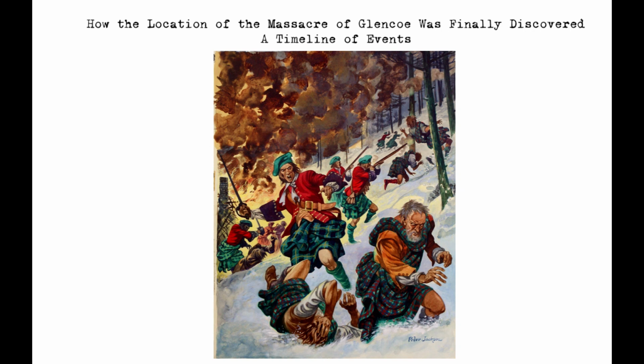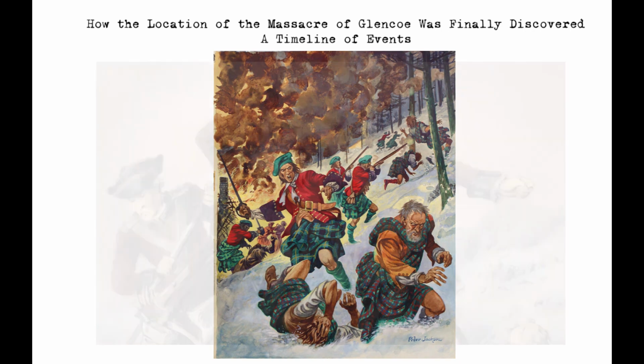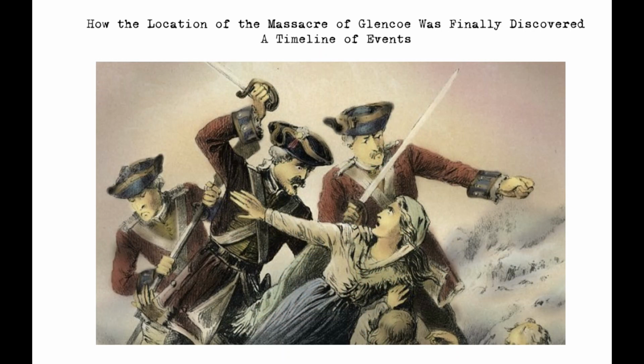2000, the discovery of the massacre site. The location of the Massacre of Glencoe was finally discovered by a team of archaeologists. The site was found on the slopes of Glencoe, and it was identified as the place where the MacDonalds were killed. The discovery was based on the analysis of historical documents, archaeological excavations, and radiocarbon dating of materials found at the site.